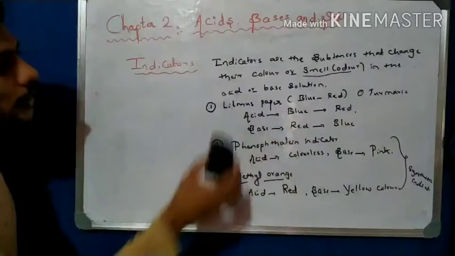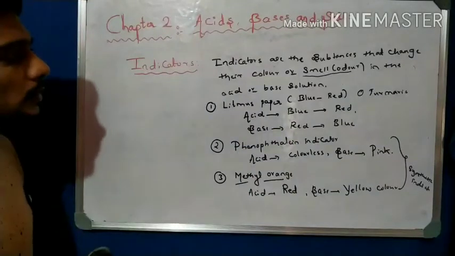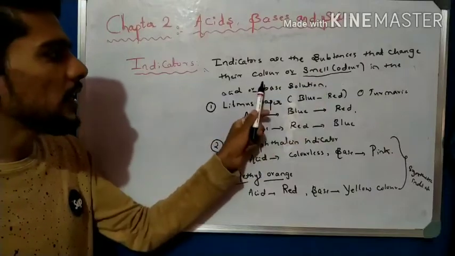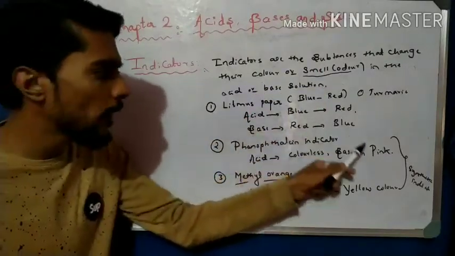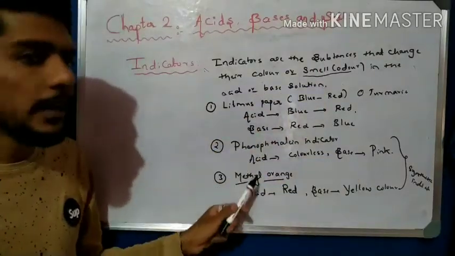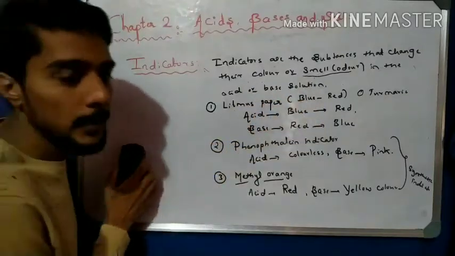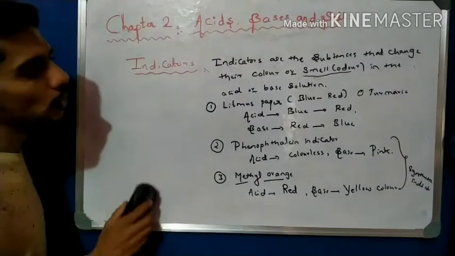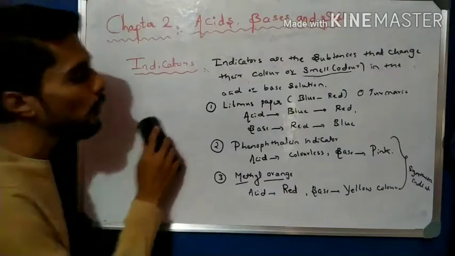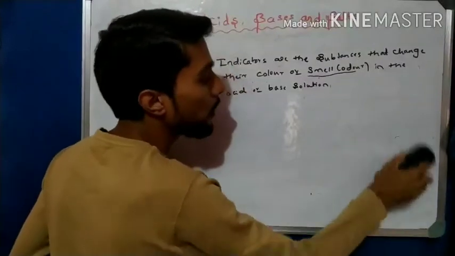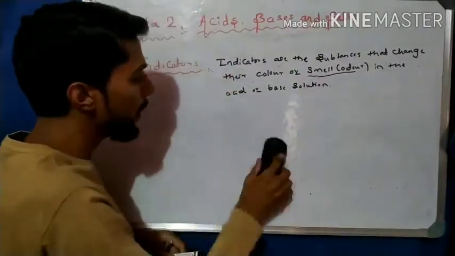So take all these points as notes. First, the definition of indicator: indicators are substances that change their color. For example, litmus paper, phenolphthalein and methyl orange change color. Note down these three points. Now come to the other one, which works on the principle of change in smell.